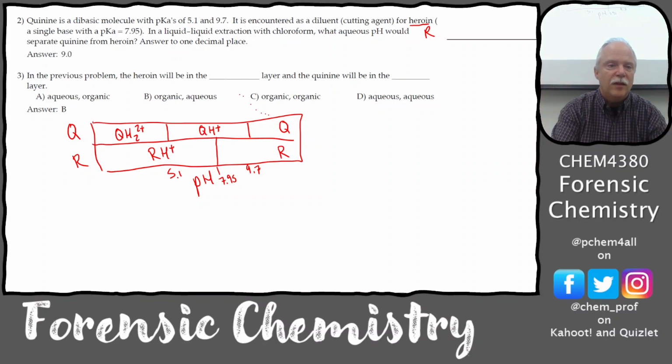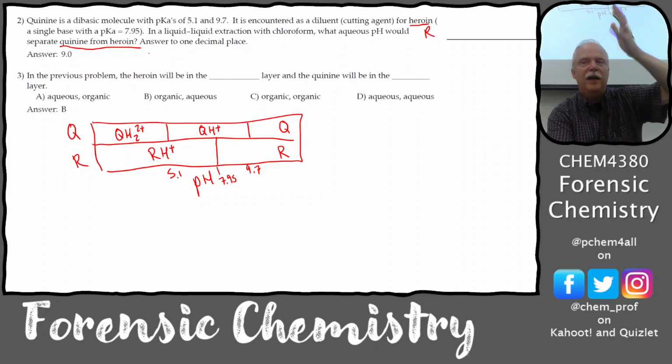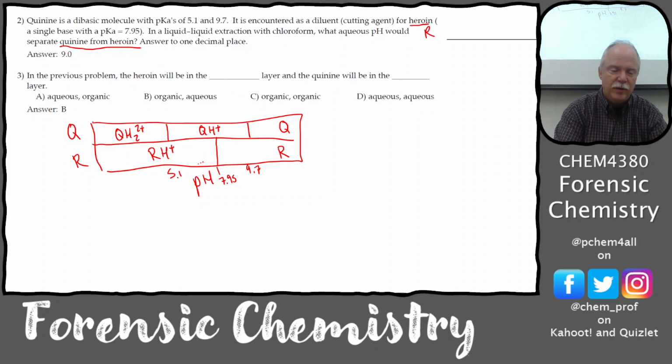Now, it's saying in a liquid-liquid extraction with chloroform, what aqueous pH would separate quinine from heroin? So we want to separate these two. One needs to be aqueous, one needs to be organic. So we just need to find some pH in this chart where one is ionized and the other is not. So let me do this. This will be so fun. Blue. Okay, these are all in the aqueous layer because they're ionized. Isn't that visual? Okay, and so right here is a spot where one is in the aqueous phase and the other is not. So we would pick a pH of like 8.5 or something like that. And it says the answer is 9.